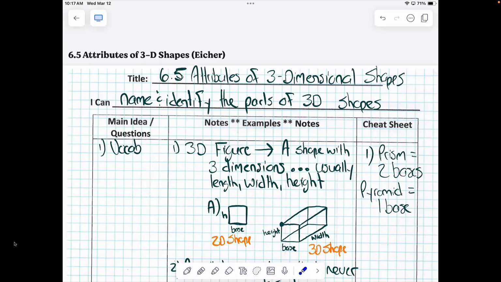Eicher's class. Today we finished 6.5, attributes of three-dimensional shapes. Attributes are just like characteristics, things about them, right? All right, here we go.